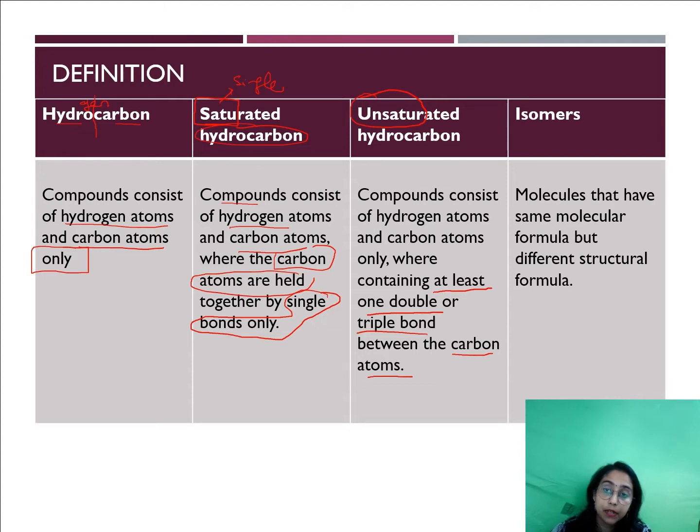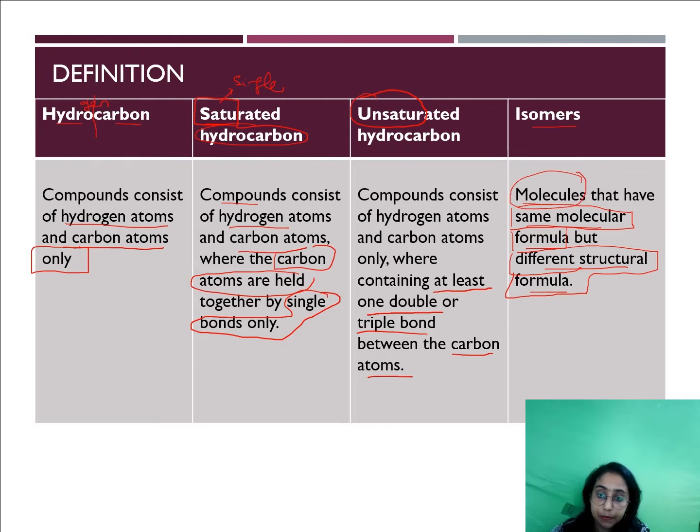And what is the meaning of isomers? Isomers are molecules that have the same molecular formula but different structural formula. These 2 are the keywords. They must have the same molecular formula and different structural formula. If they are talking about isomers, we mention them as molecules.